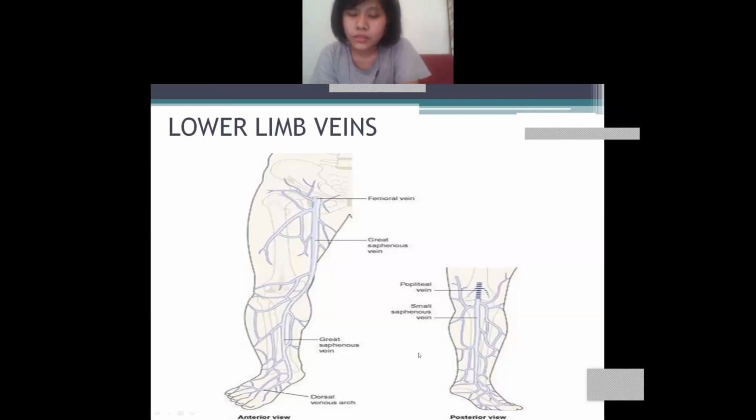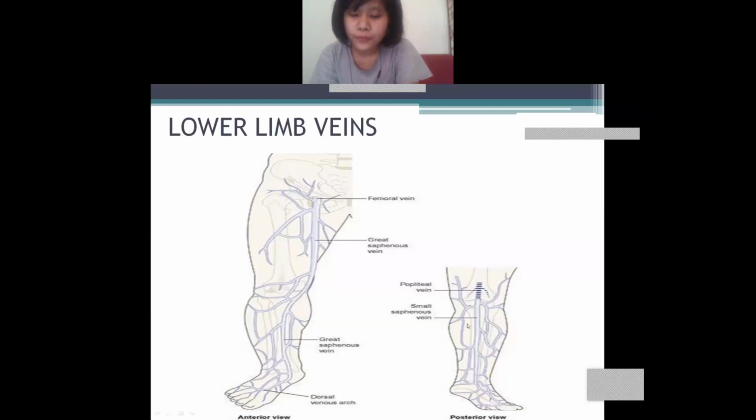Okay, so now let us discuss the small saphenous vein. This one is the small saphenous vein. Where does it lie? It will lie behind your ankle. This is your ankle portion, right? So it will start from here, the ankle portion, and it lies at the back side. That is the small saphenous vein.